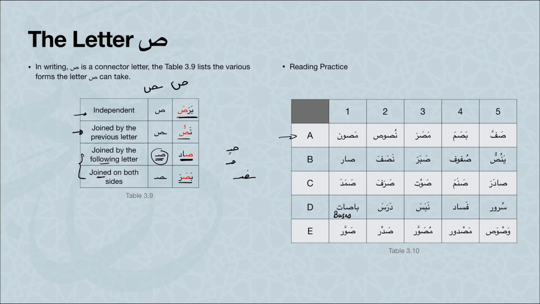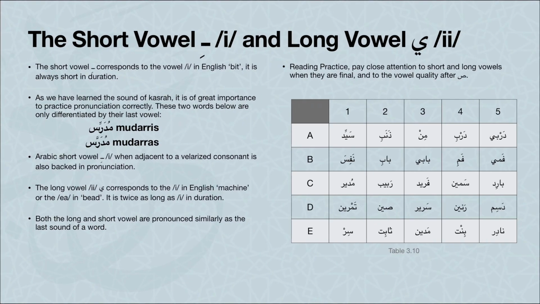Again, of course, this lesson is recorded. You can go back and listen to the different ways of pronouncing things if you want to read along and practice. The last one I'm going to go over pretty quickly. It talks about the short vowel kasra and the long vowel ya or e. Basically, it's the e in English, as in bit, and always short in duration. It's a really important one to know.